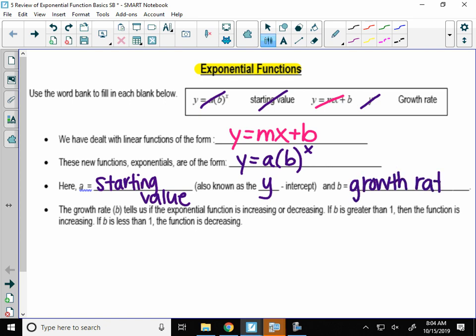And we're going to see two different kinds of exponential functions. We're either going to have exponential increase or exponential decrease. Exponential increase, or growth, happens if that b, that growth rate, is greater than 1. And exponential decrease, or decay, is when the b is less than 1. I also want to say that we're going to restrict b here to positive values, so also greater than 0. So a decimal between 0 and 1.